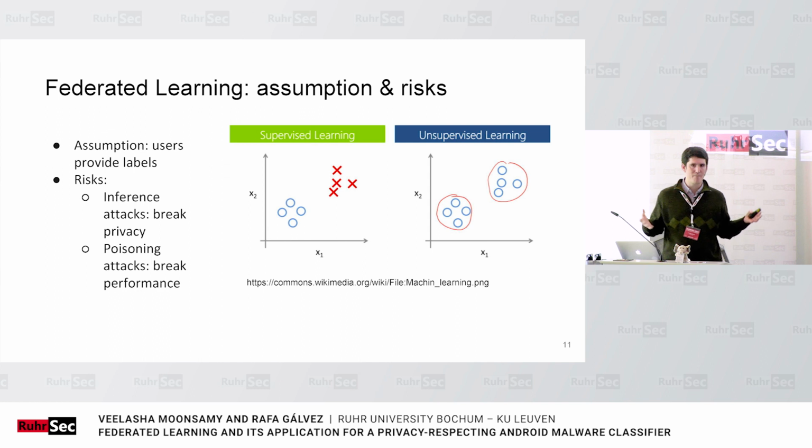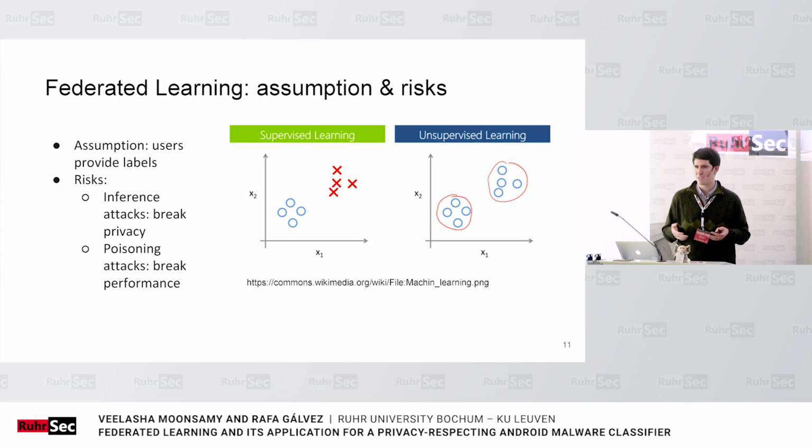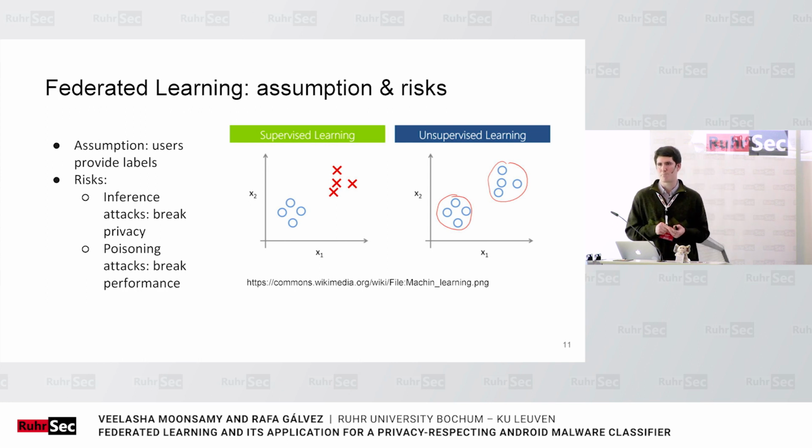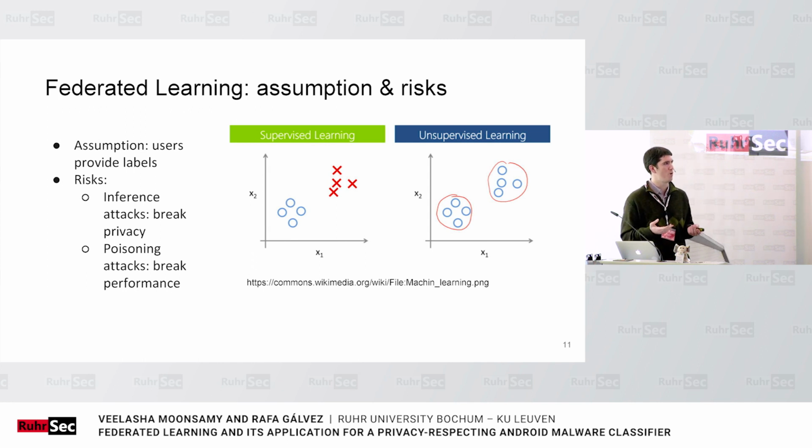So this gives avenue to attackers who can compromise users and submit wrong parameters on purpose to make the model fail. For example, if I'm a malware vendor, I'm trying to make my malicious app become clean to the Google Play Protect engine, I can train my local model in a way that says my malicious application is clean. Then I poison the model. With this, we break performance.